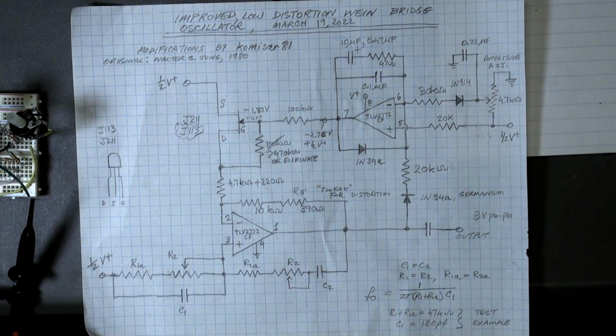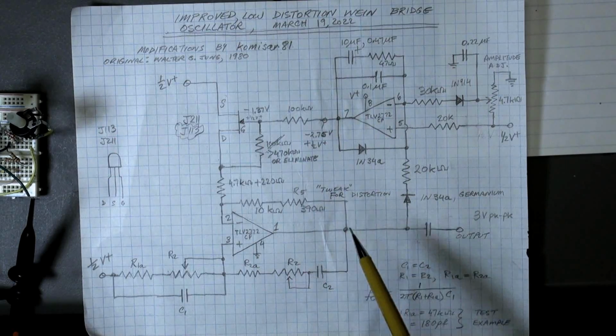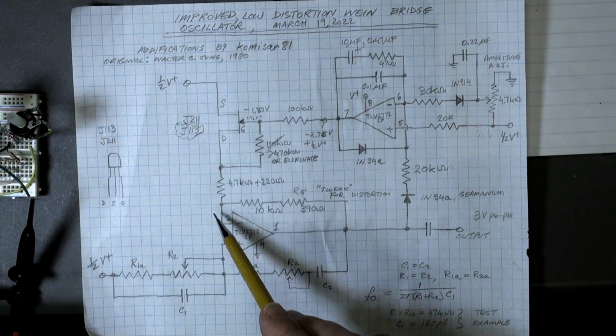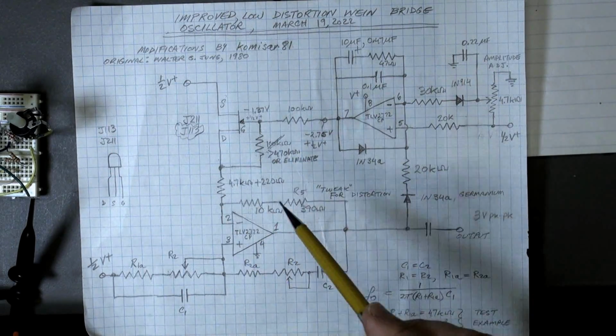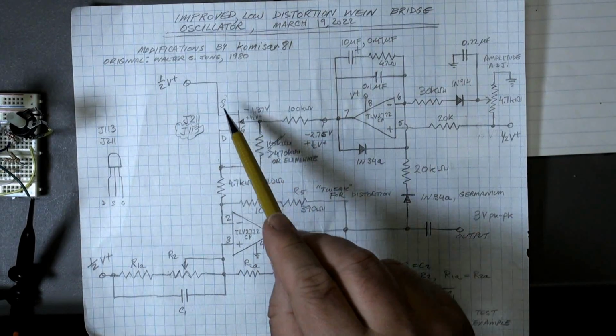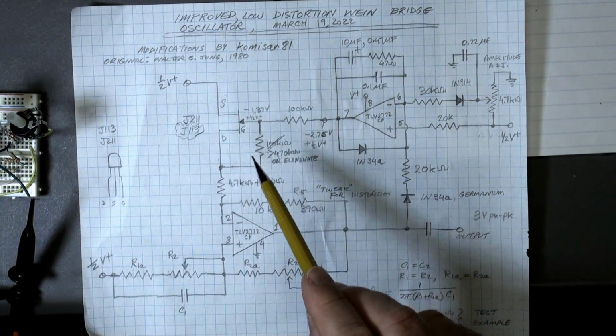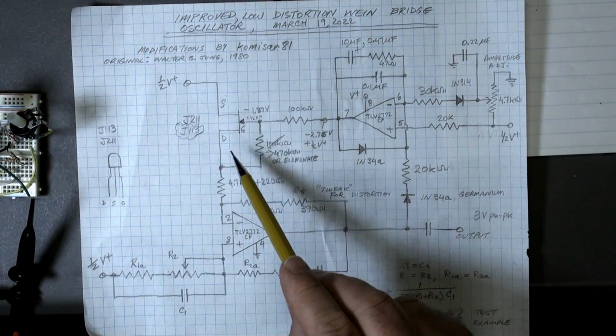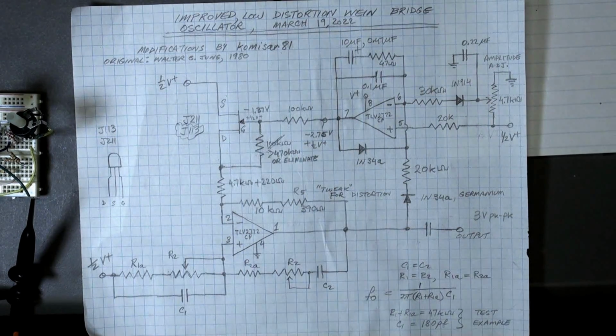Okay, I should have it on the screen now. Okay, so here's the basic Wien bridge oscillator with the resistors and capacitors in the feedback loop, the positive feedback loop. Here's the negative feedback loop. And what else do we have in here now? We have a JFET, which basically acts like a voltage controlled resistor.